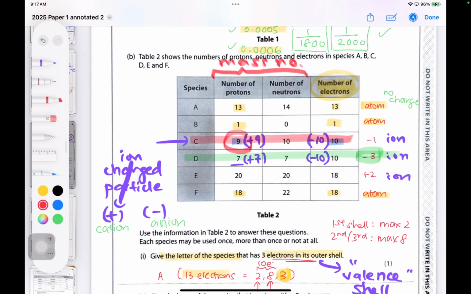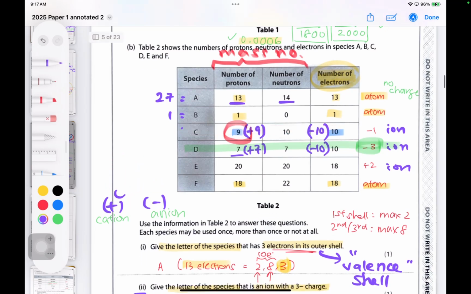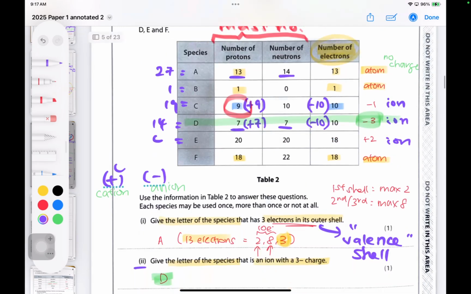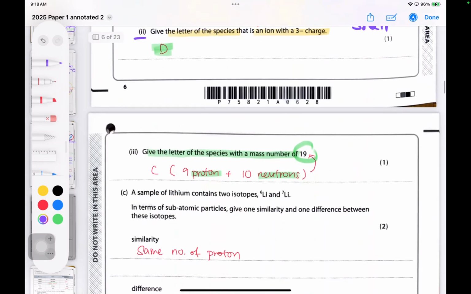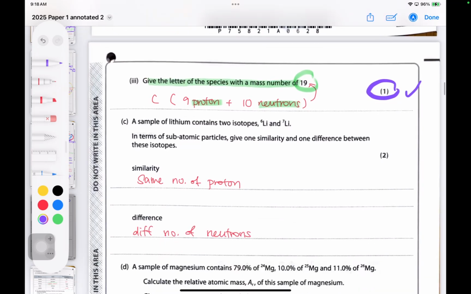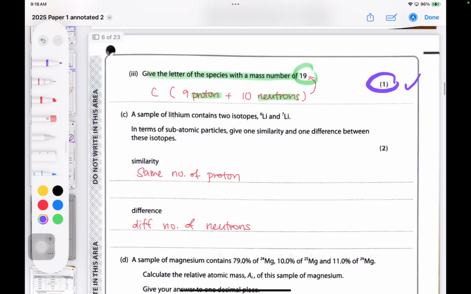If you quickly add up A, the mass number is 13 plus 14, that's 27. B will only be a mass of 1. Let's take away all this. The mass number of C will be 19, which is basically our answer. D is 7 plus 7, that's 14, and so on and so forth. So mass number again is the addition of protons and neutrons together. So the answer would be C. Okay, so far so good. Hopefully this is not too fast.